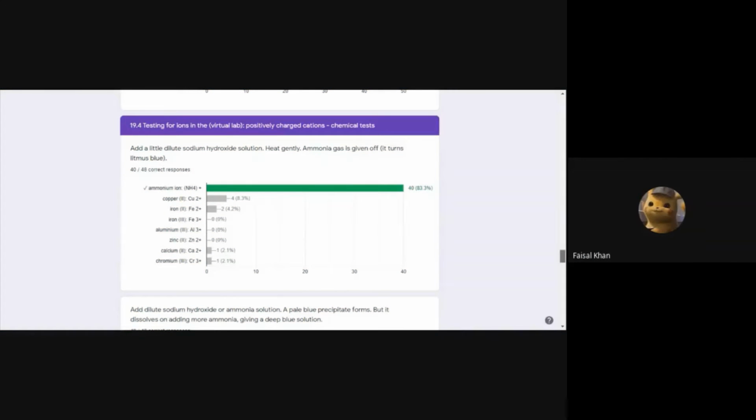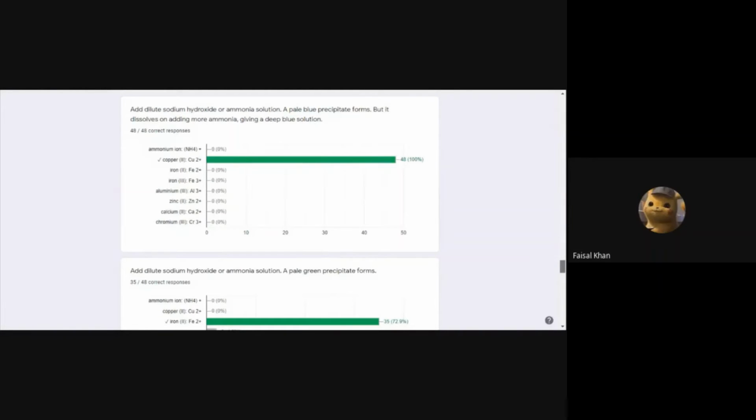Just make sure that you're not confusing that with the nitrate test, but this is testing now for positively charged cations. So again, the only one that has nitrogen in that you have to know is the ammonium ion, okay? A couple of people saying copper, iron, calcium, chromium, but the only one that contains nitrogen, which is in ammonia, NH3, that you need to know is the ammonium ion. And these are the positive ions that we're testing for now.